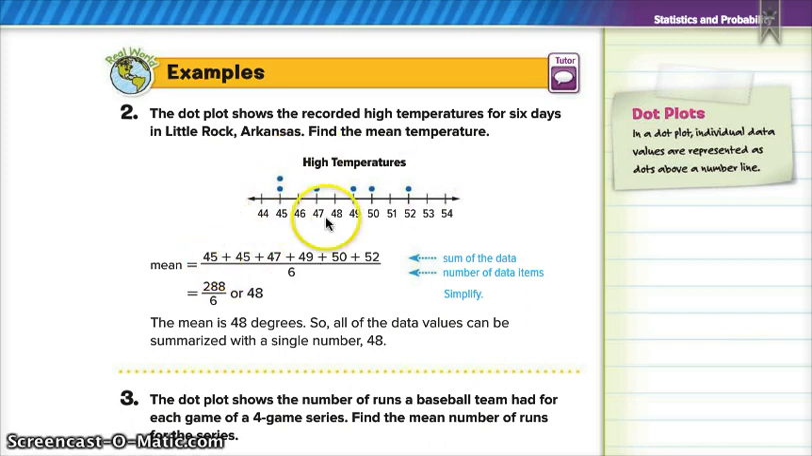So I'm going to take this data and I'm going to rewrite it. And then I'm going to find the sum of the data. Notice that once again on the bottom, my division part, I'm dividing by 6 because of that being the number of data items or dots on my line plot or dot plot. And then I get an answer of 48. So the mean average temperature is 48 degrees.